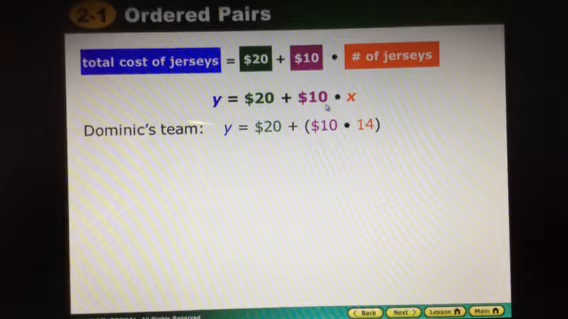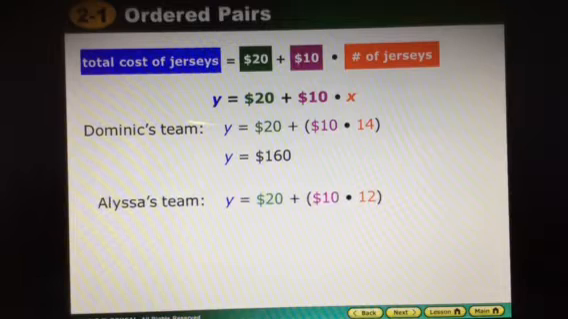And then Dominic's team, we're putting in 14 for his team. So they'll owe $160. And then for Alyssa's team, you're going to write in Y equals 20 plus $10 times 12, which will be $140 because this will be 120 plus 20.